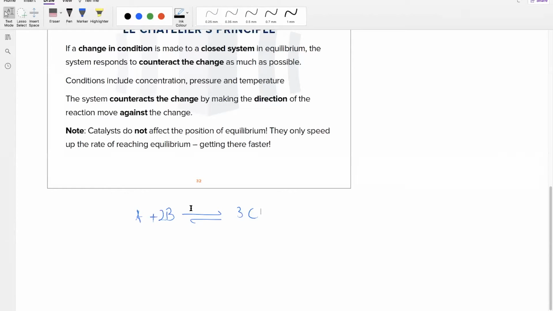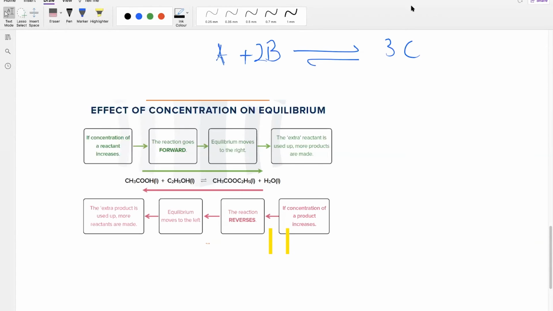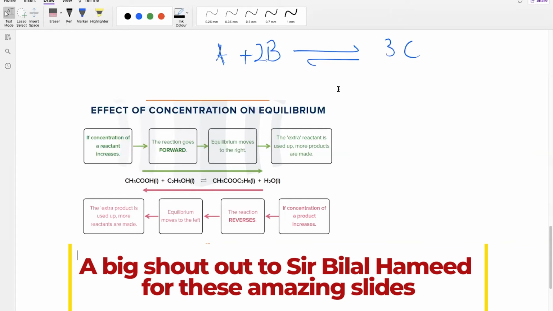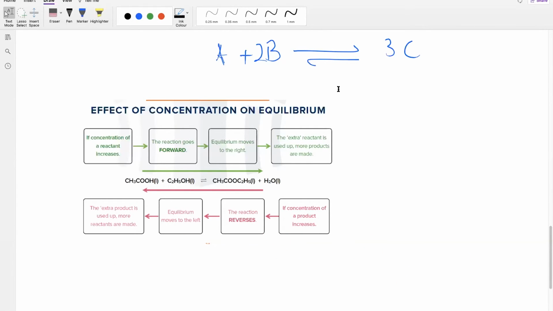Similarly, if I decrease the amount of B, so I've reduced B, the system will try to produce B. So we'll hit back. If the concentration of a reactant increases, the reaction goes forward, for example, in this one. Why? Because you have increased the amount of reactants. So they're going to collide more, they're going to react more, the reaction is going to go forward. And that means equilibrium will move to the right. So we say it's moving to the right because it's creating more products. So when you increase the concentration, you're basically adding more of something. So that extra that you added is going to react.